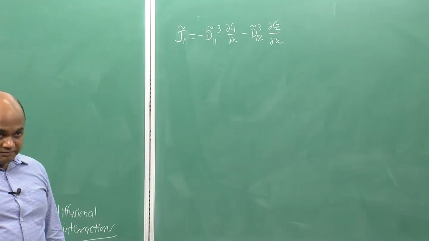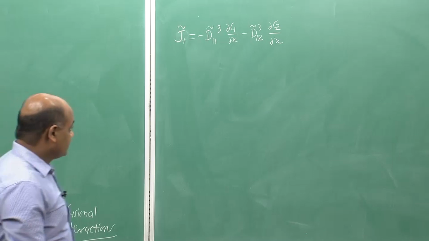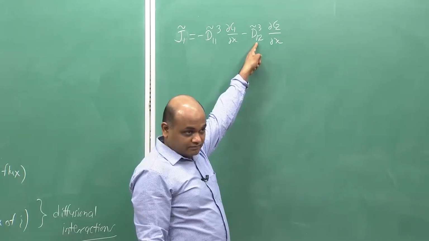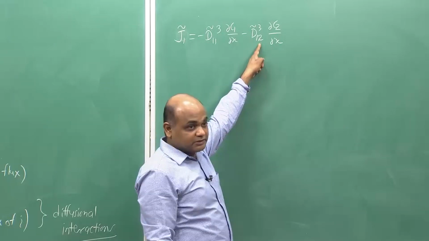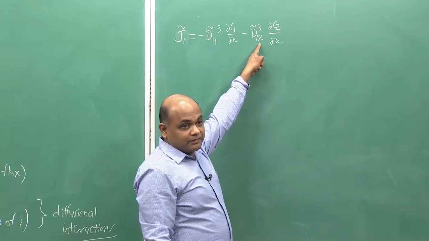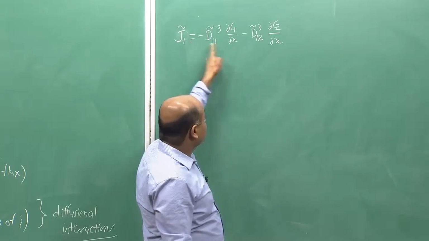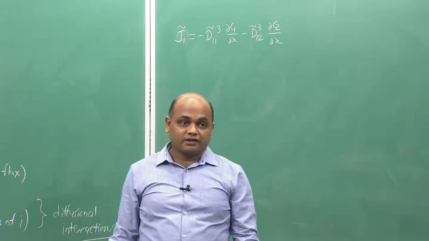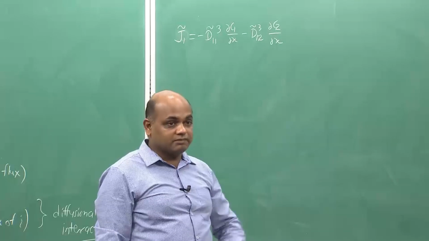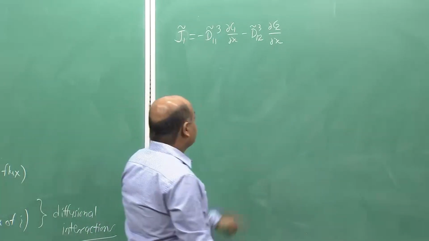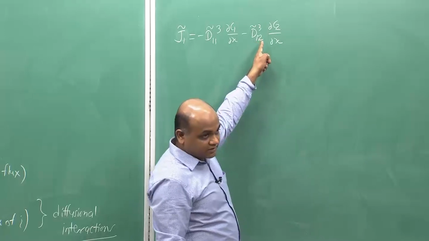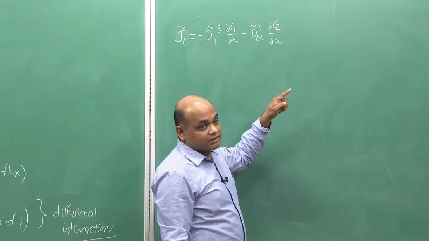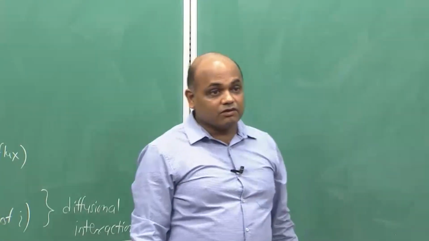What does it mean? Basically, if D12 tilde is negative or positive. If D12 tilde is positive, it means the interdiffusion flux of 1 is enhanced down the gradient of 2 and reduced up the gradient of 2. Similarly, if D12 tilde is negative, it means the interdiffusion flux of 1 is enhanced up the gradient of 2 and reduced down the gradient of 2.